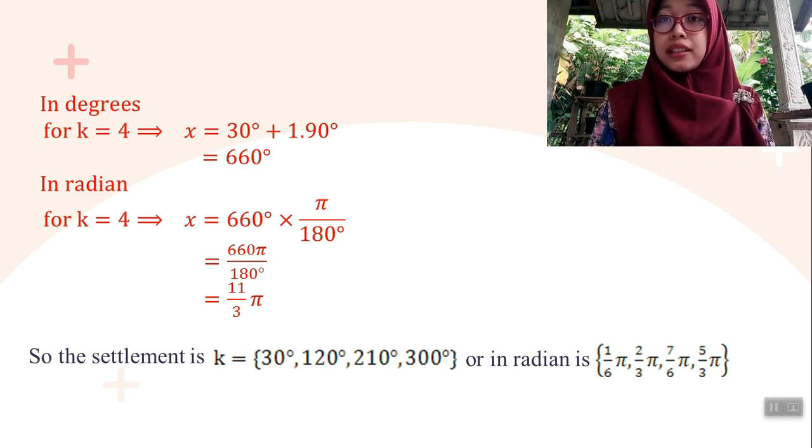So, the solution set is 30 degrees, 120 degrees, 210 degrees, and 300 degrees. Or in radians it is 1/6 π, then 2/3 π, 7/6 π, and the last one is 5/3 π.